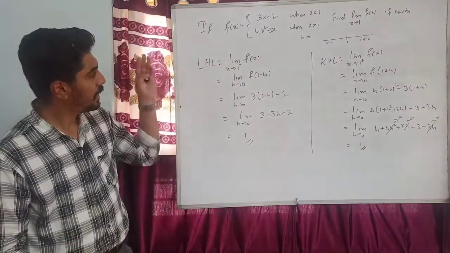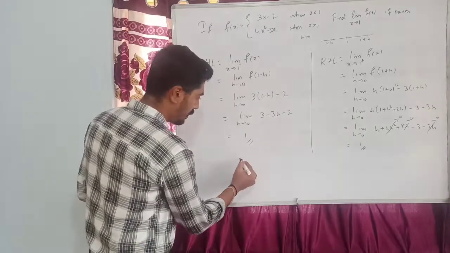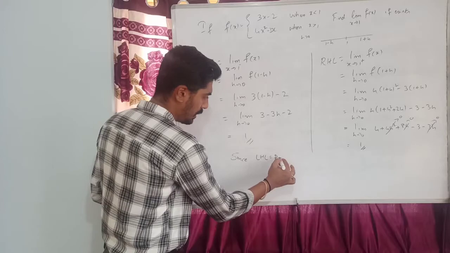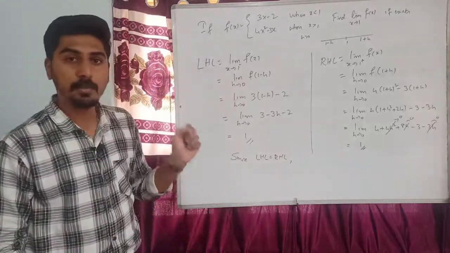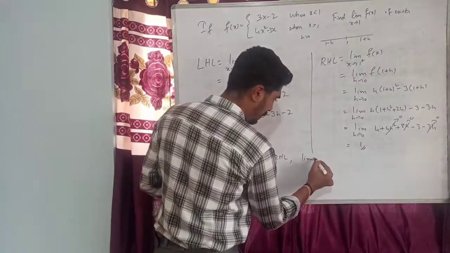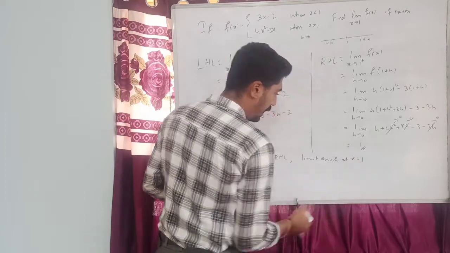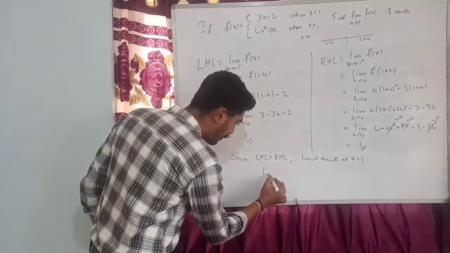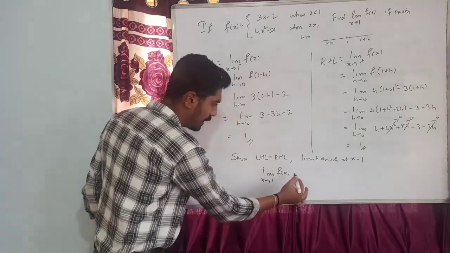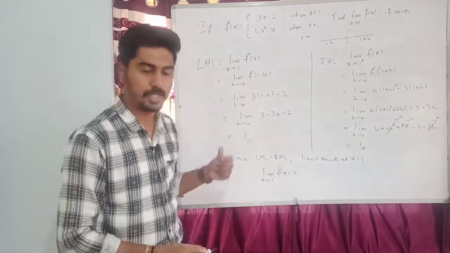We have LHL equal to 1 and RHL equal to 1. Since LHL equal to RHL, the limit exists at x equal to 1, and we can write the limit of f of x as x tends to 1 is equal to the common value of LHL and RHL, which is 1.